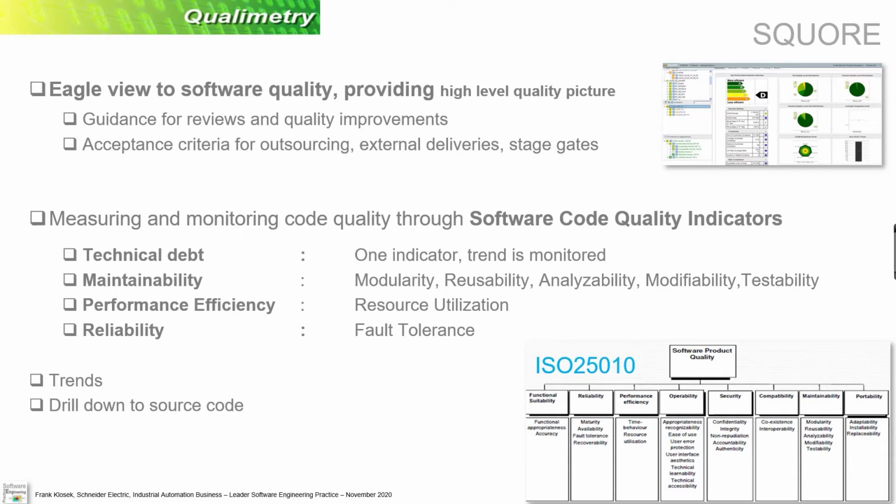And Squore itself is kind of giving an eagle view to the software quality. It's not looking at the bugs or something like that, but it gives you a very high level quality picture. It supports you to get some guidance for reviews and quality improvement. So imagine you have 1 million lines of code, 100,000 lines of code in front of you. You don't know where we should invest in improvements for quality activities.